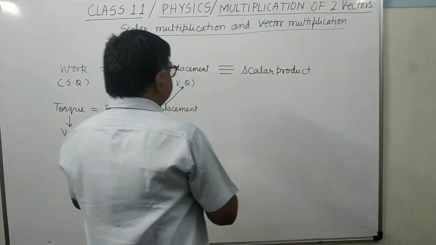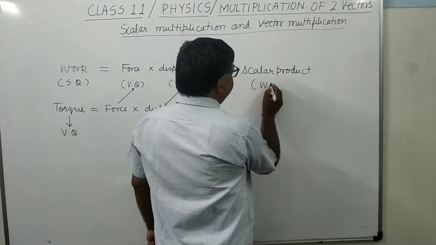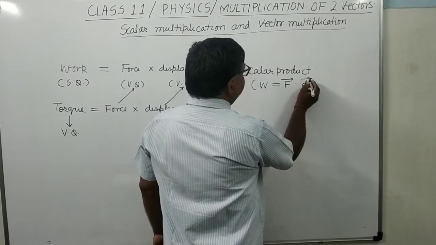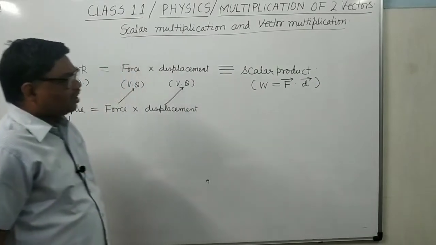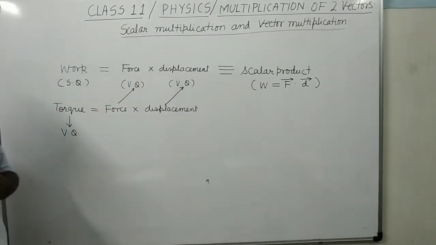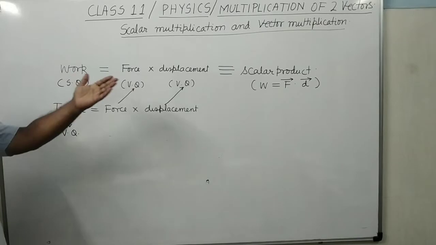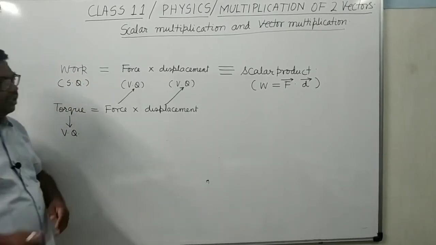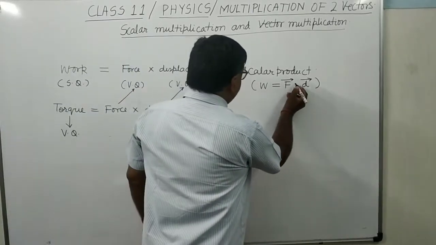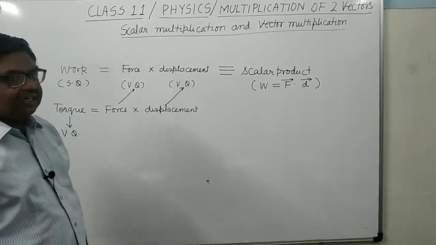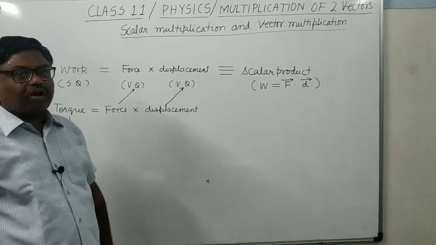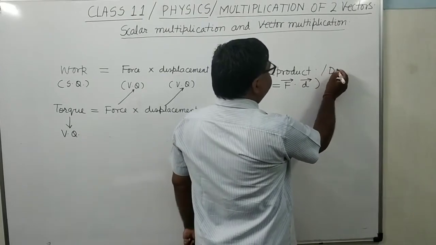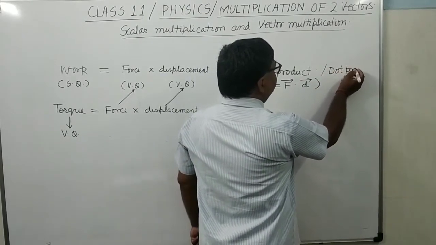Now see here, you can write this in this way: W equals vector F dot vector D. It's clear. This product is written in this way. When you write it symbolically, work equals vector F dot vector D. Here we put a dot. We don't put any multiplication sign, we don't put the cross. Here we put the dot. That's why it is also known as the dot product.